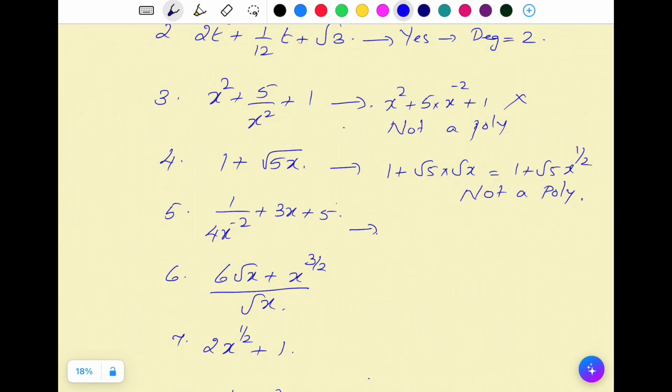Here x to the power of minus 2 is in the denominator. So, write it in the numerator. So, 1 by 4 x squared plus 3x plus 5. Now this is a polynomial and the degree is 2.